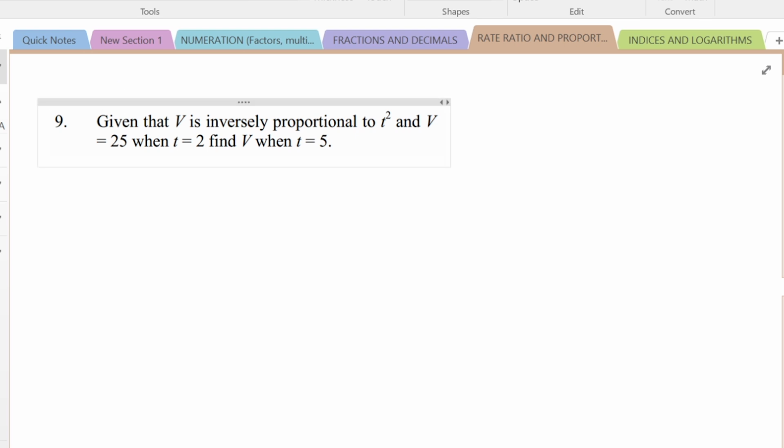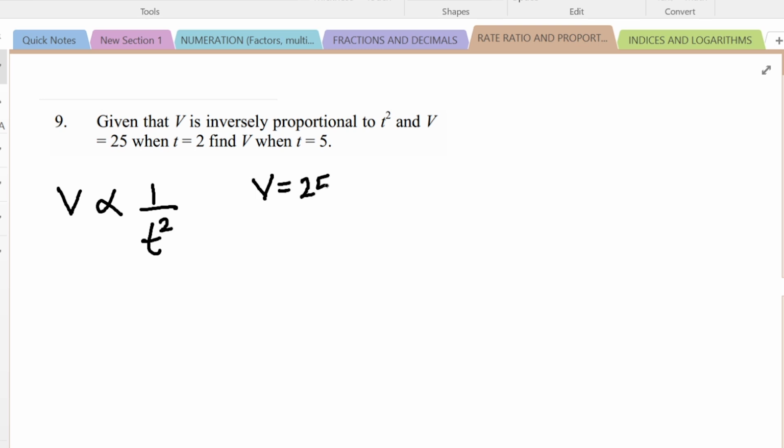given that V is inversely proportional to T squared and V is 25 when T is 2, find V when T is 5. So the question says, given that V is inversely proportional to T squared, that's the representation. V is inversely proportional to T squared, and V is 25 when T is equal to 2. So they want us to find the value of V when T is 5. So how do we go about this?